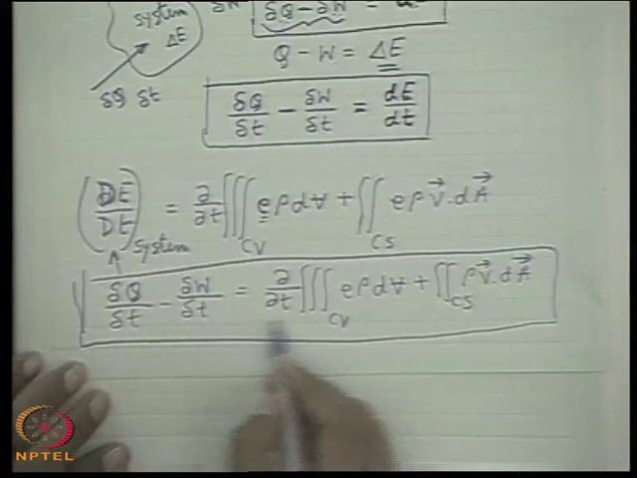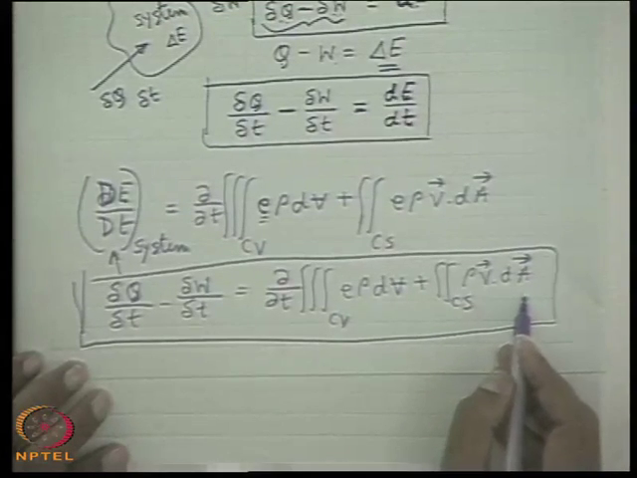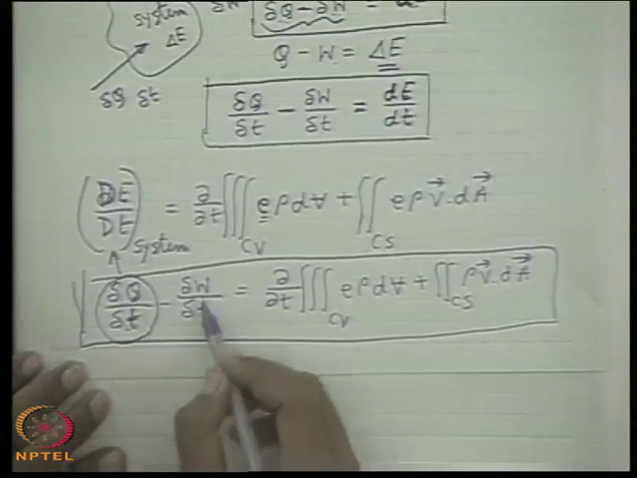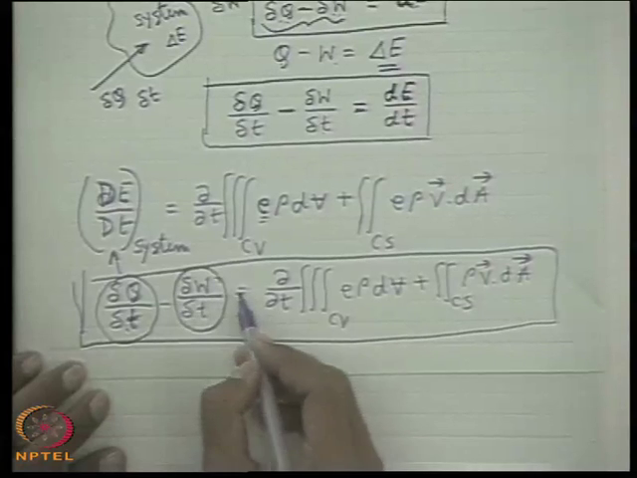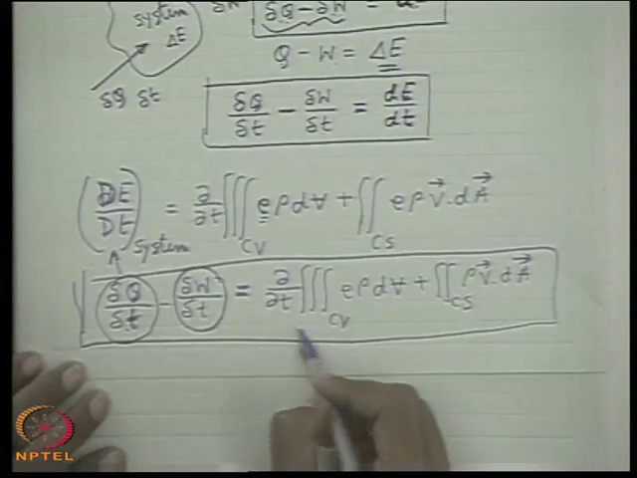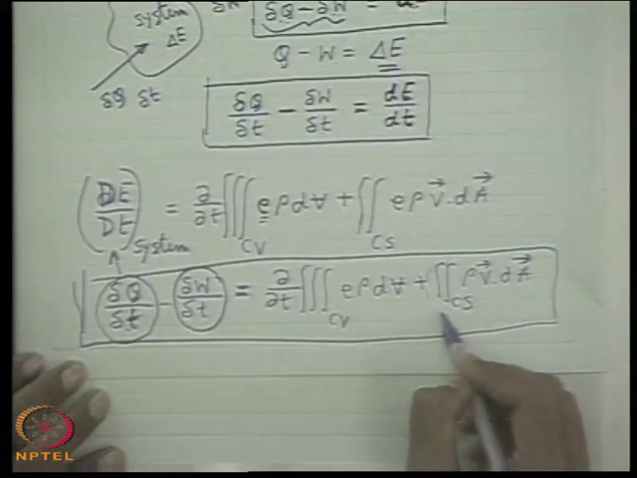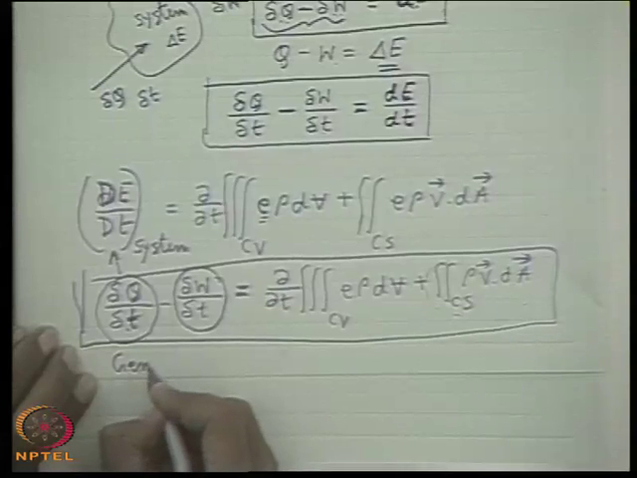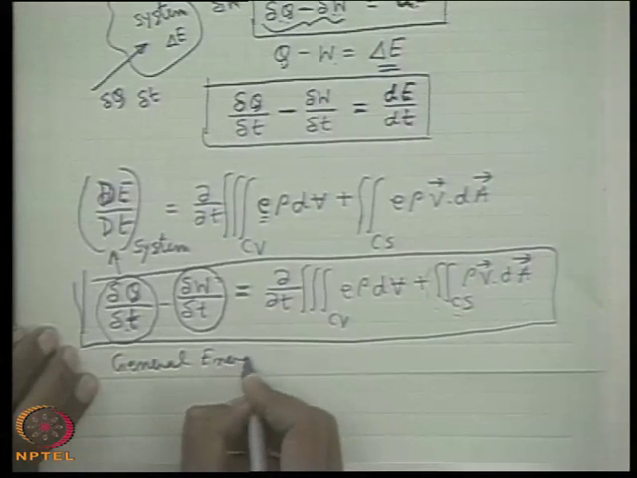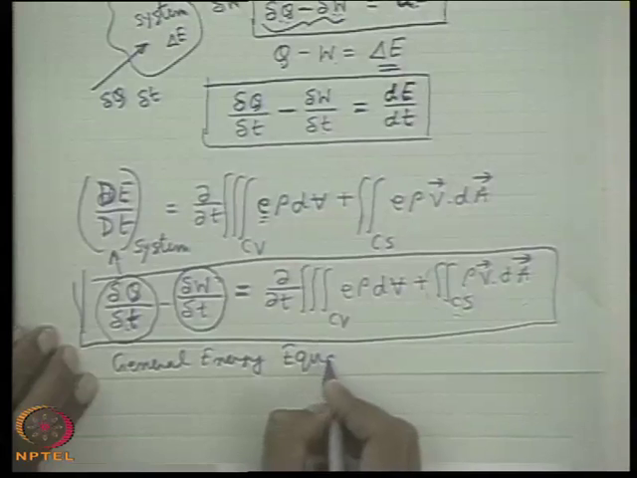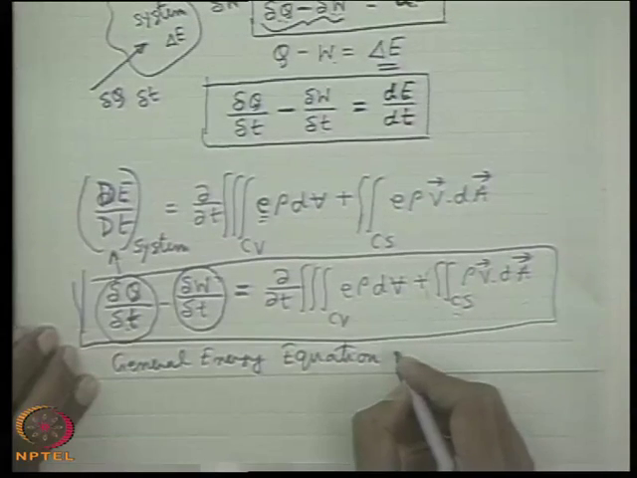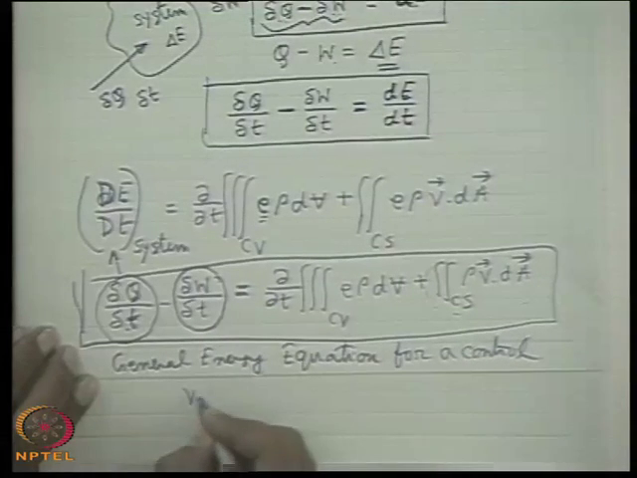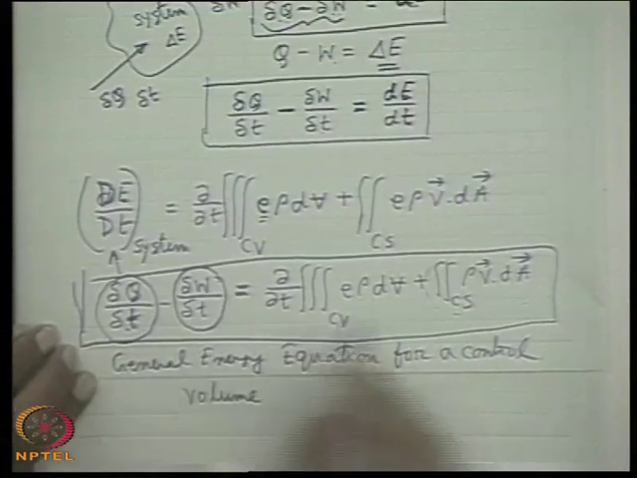This is the conservation of energy applied to a control volume, which tells that the rate of heat added to a control volume minus the rate of work done from a control volume is equal to the rate of change of energy within the control volume plus the net rate of efflux of energy from the control volume across the control surface. This is known as the general energy equation for a control volume.